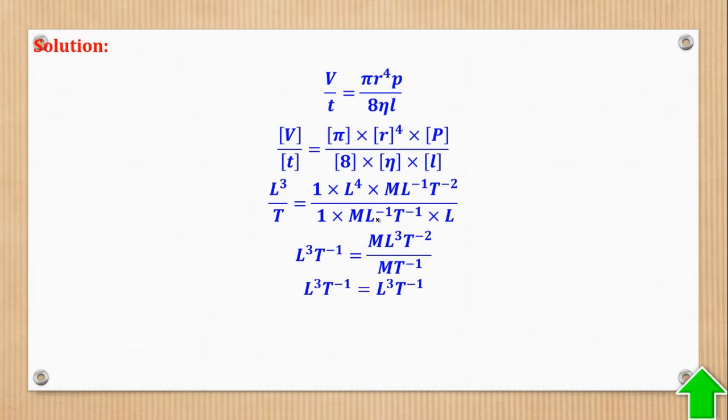Then again, further laws of indices, this cancels with this, and this one, when it goes up, it becomes positive 1. So negative 2 plus 1 is negative 1, that's why you see negative 1 here. And the good thing, the left hand side is equal to right hand side, implying that the equation is dimensionally consistent.